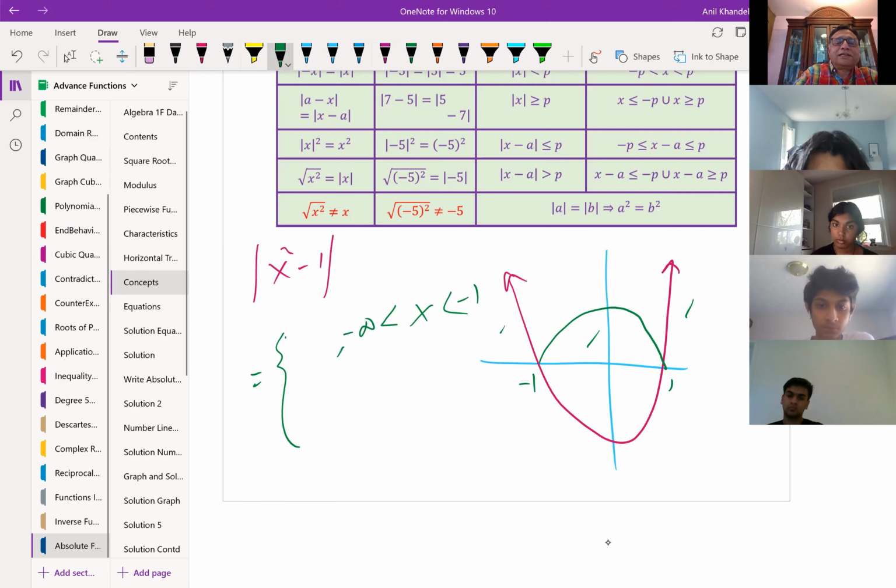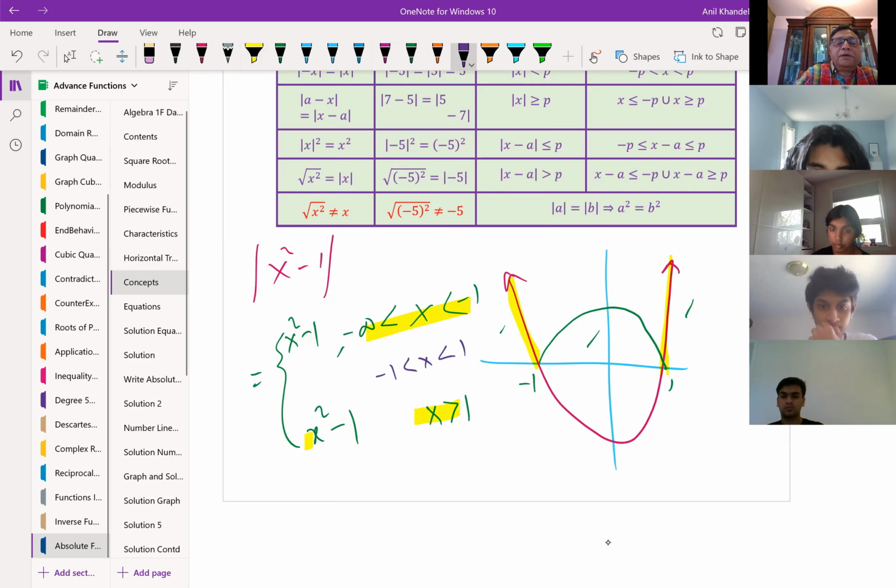So we'll say this is x squared minus 1 because we never reflected it. Similarly, the right side, where we say that x is greater than 1, we still have the function x squared minus 1 because we did not reflect it. So these 2 pieces we did not reflect. Do you see that? Correct? But we reflected in between. That means I'll write it in a different thing. Between minus 1 and plus 1, it becomes negative of x squared minus 1. Is this clear to you?